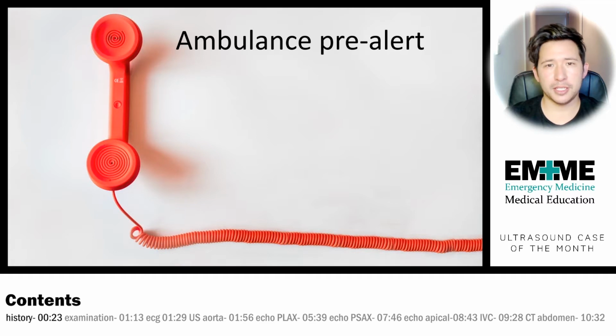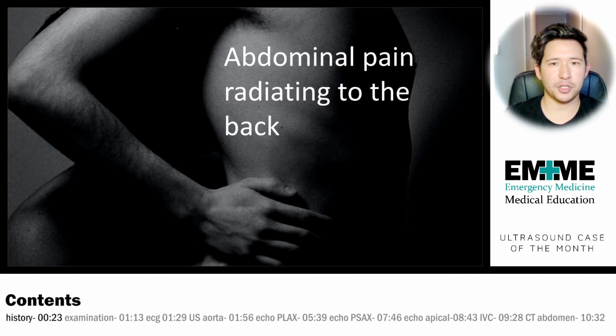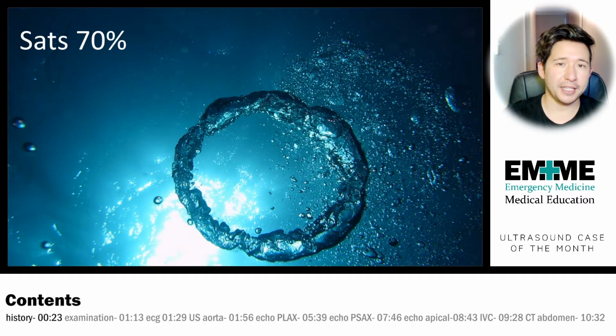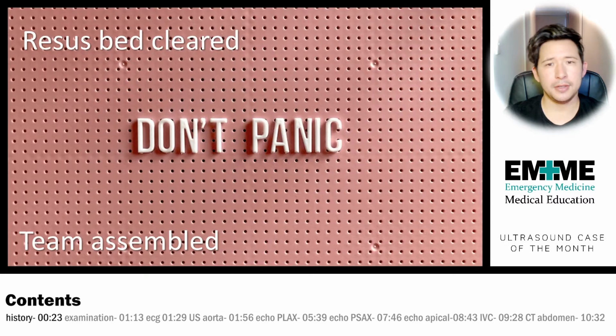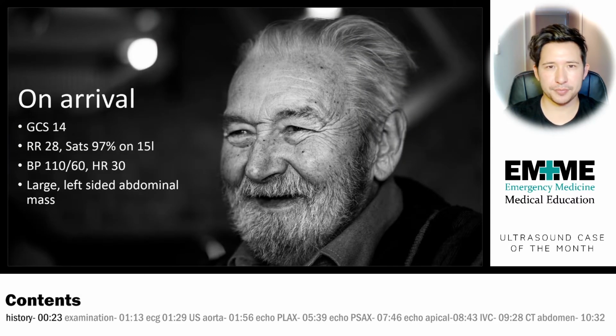So he is called in as an ambulance pre-alert, and he's got abdominal pain radiating to the back. He has very low oxygen saturations of 70%, and he's hypotensive at 80 on 49. So at this point, as you can imagine, we're starting to get a little bit antsy. We are preparing a resus bed, we assemble a full team, and we're starting to make preparations for transfer to operating theatre if that's necessary.